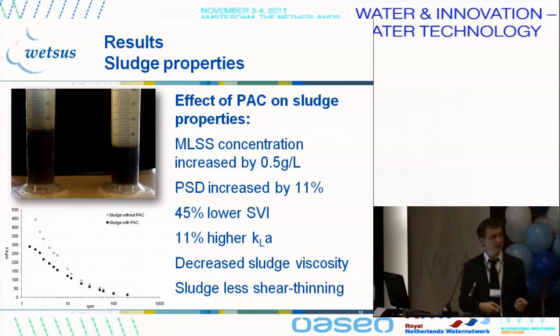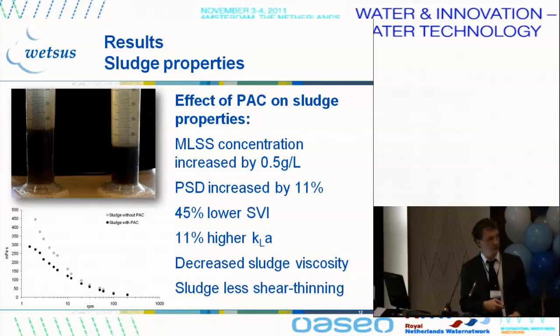We found an 11% higher oxygen transfer with the activated carbon. Recent literature has been linking the sludge volumetric index with the oxygen transfer, so that was also what we found. Then we also found a decreased sludge viscosity. That's the dynamic viscosity of both sludges. Again, the gray is without PAC, the black is with PAC.